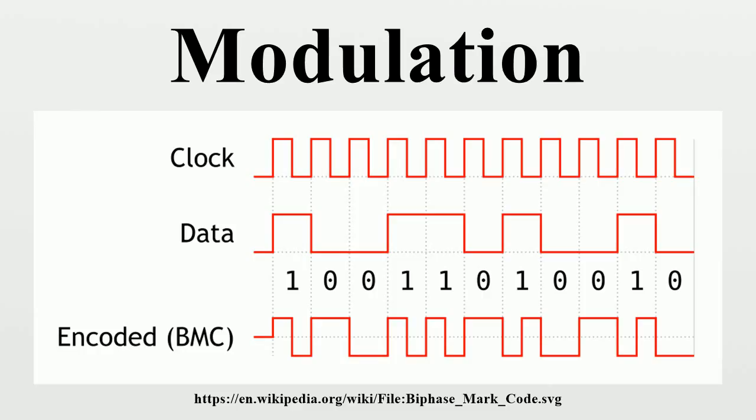List of common digital modulation techniques. The most common digital modulation techniques are phase shift keying: binary PSK using M equals 2 symbols, quadrature PSK using M equals 4 symbols, 8PSK using M equals 8 symbols, 16PSK using M equals 16 symbols, differential PSK, differential QPSK, offset QPSK, pi/4 QPSK.